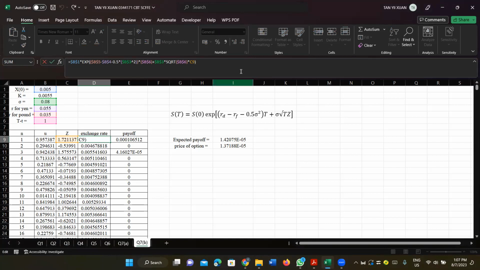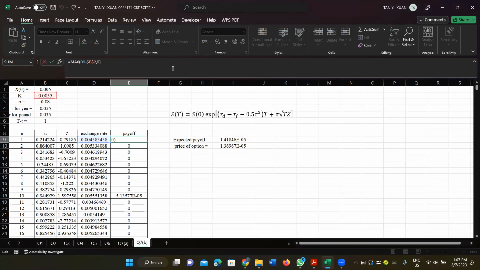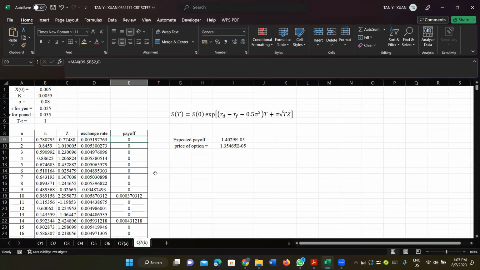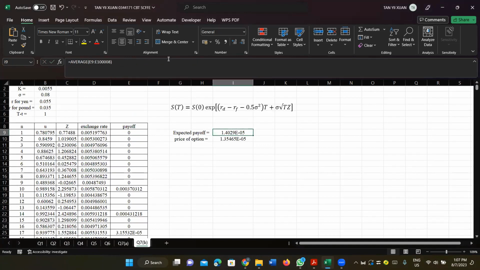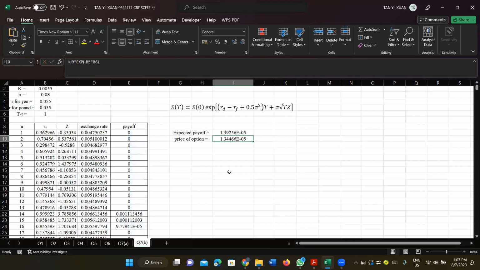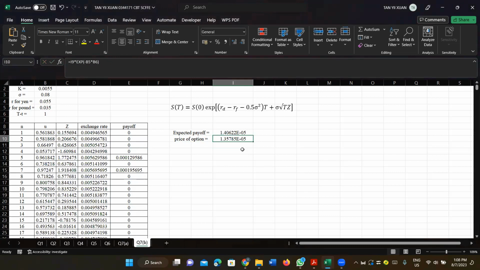So we can just insert this formula in here, and since we have all this information there, we can drag it down, and we'll get the exchange rate at time t. Since we are doing the call option, the payoff will be S minus K. Drag it down, so we will get this payoff. Since this is Monte Carlo simulation, we get the expected payoff by taking the average of these payoffs, and we will get the expected payoff to be this one. For the price of the option, we need to times the expected payoff with the exponential of minus RT. And doing so, we will get the price of the option.